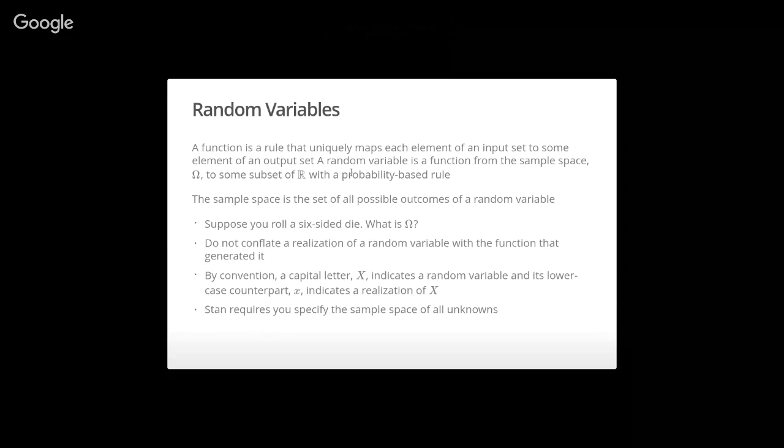So X, capital X, would be like rolling the die, that's a function, and 4 would be a possible realization of that random process. And this is important to define, random variables and sample spaces and things like that, because when we get to Stan, if not before, Stan definitely will require you to specify what is the sample space, what are the possible things that this variable could be in order for it to proceed.